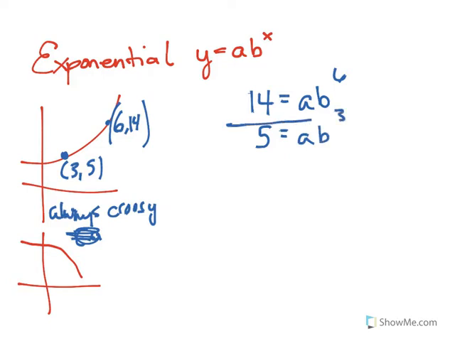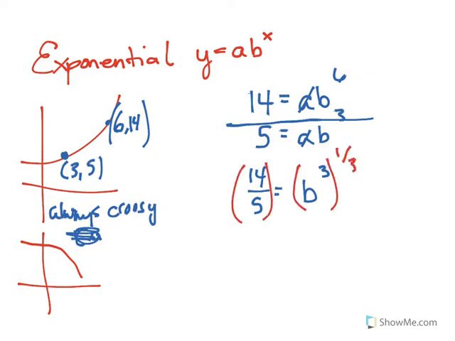Now I'm going to divide both equations again. The a's cancel. I get 14 over 5, and the top wins and ends up with b to the 3rd left over. Then to get b by itself, both sides to the 1/3 power, which gives us b is equal to 1.41.